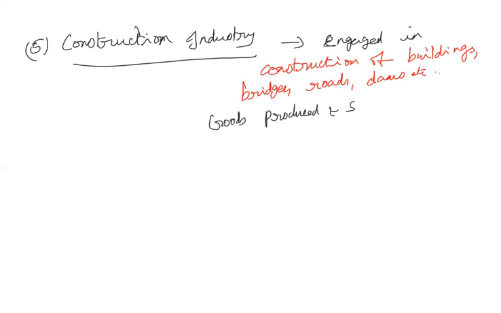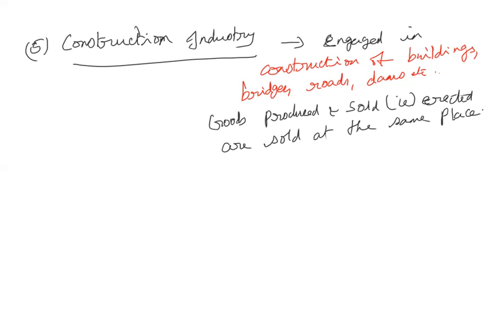Okay, goods produced and sold, that is erected, I mean, all these are erected, isn't it? Buildings are all erected and sold at the same place. Whereas in other industries like manufacturing industries, goods are produced at one place but sold in another place. But here it is the same place.